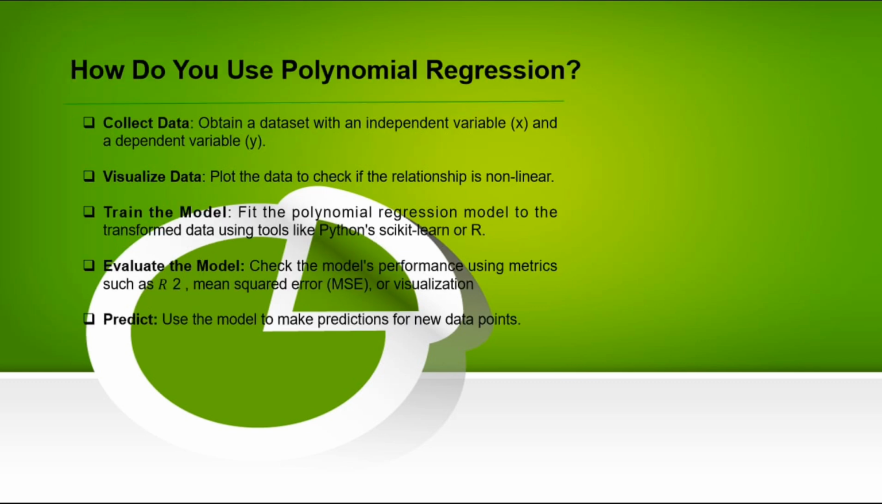So how do you use polynomial regression? So first is to collect data. Obtain a data set with an independent variable and a dependent variable. Visualize data. Plot the data to check if the relationship is nonlinear. Train the model. Fit the polynomial regression model to the training data using tools like Python, Scikit-learn, or R. Evaluate the model. Check the model's performance using metrics such as R2, mean squared error, or visualization. Predict. Use the model to make predictions for the data points.